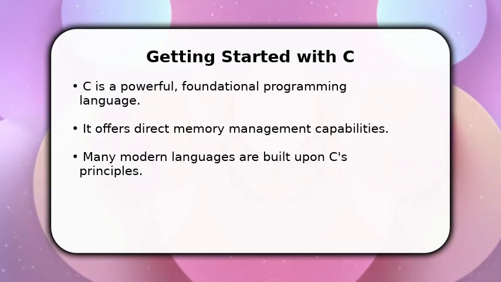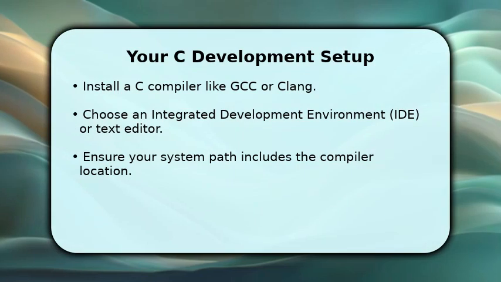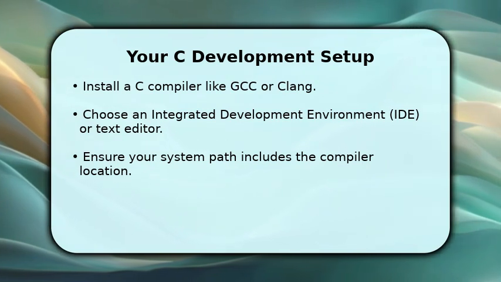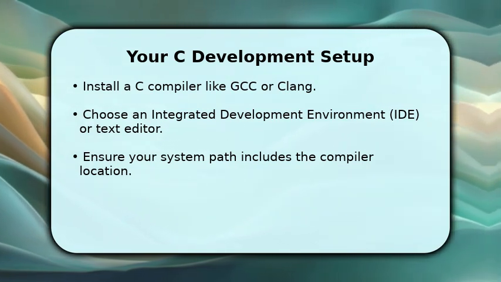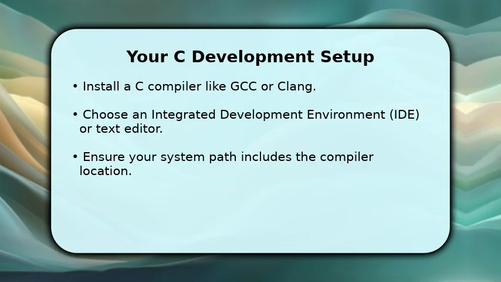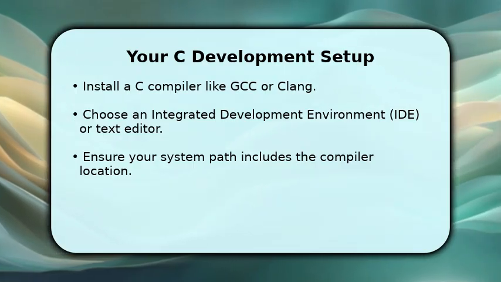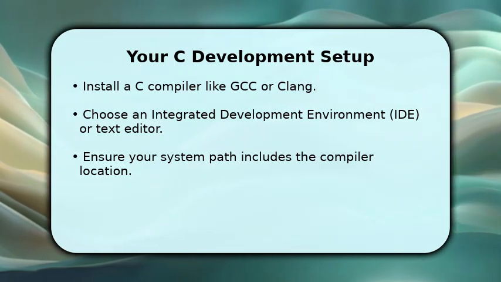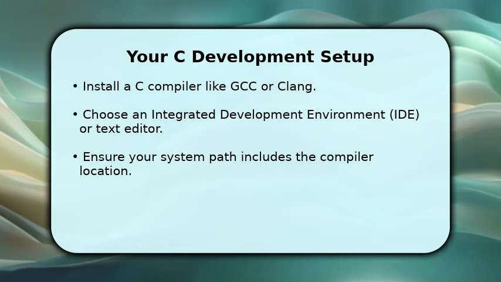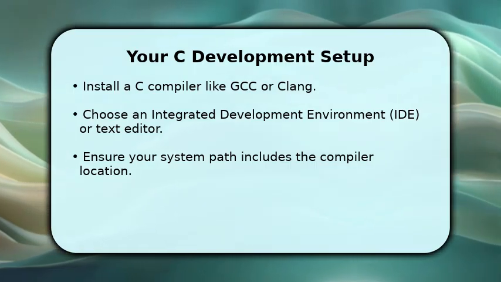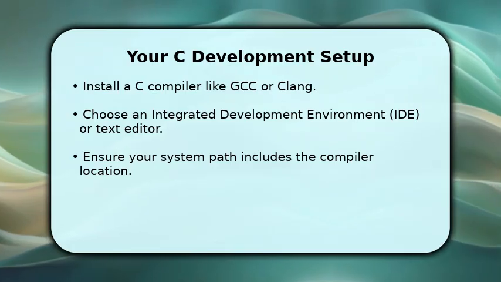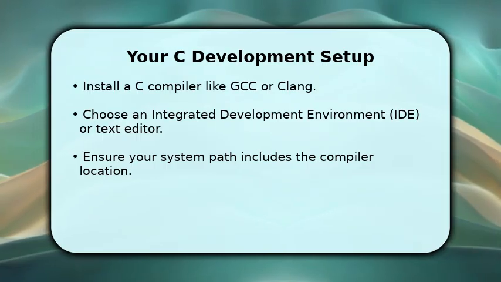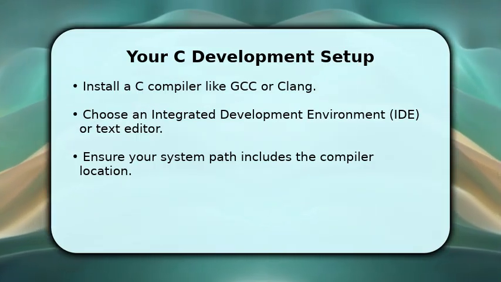Let's dive into setting up your environment. To begin coding in C, you'll need two main tools: a text editor or an integrated development environment, and a C compiler. An IDE like Code::Blocks or Visual Studio Code with extensions provides a comprehensive environment for writing and debugging. The compiler, such as GCC, translates your human-readable code into machine language that your computer can execute. Make sure your system's path variable is correctly configured to find your compiler.